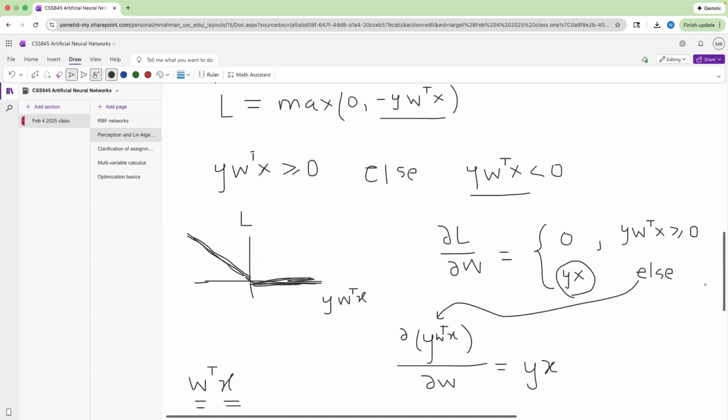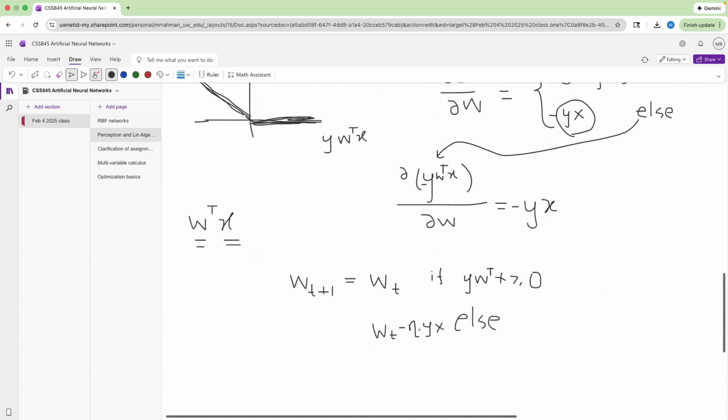I made a mistake. This is going to be minus, right? Because when it's less than 0, the loss is minus y w transpose x. So there is going to be a minus here and a minus here, right? So then there is a minus here, right? So eventually the learning rule is going to be, this minus will go away, and then I'm just going to add a plus here, right?